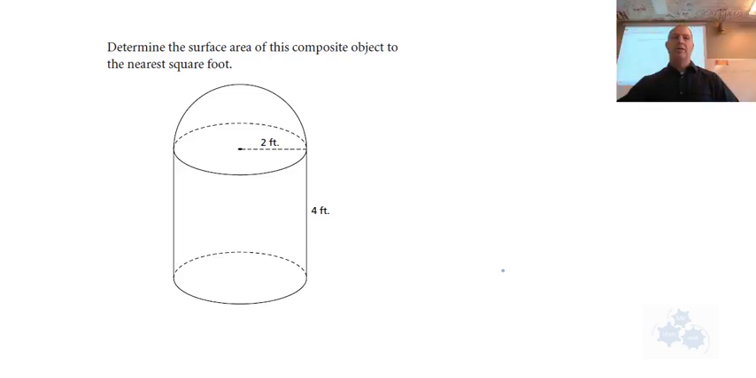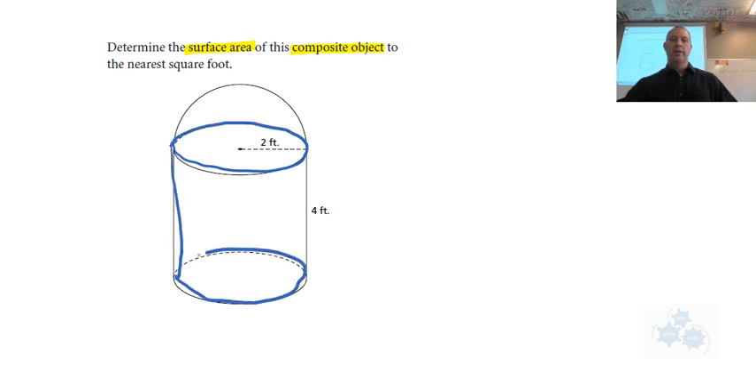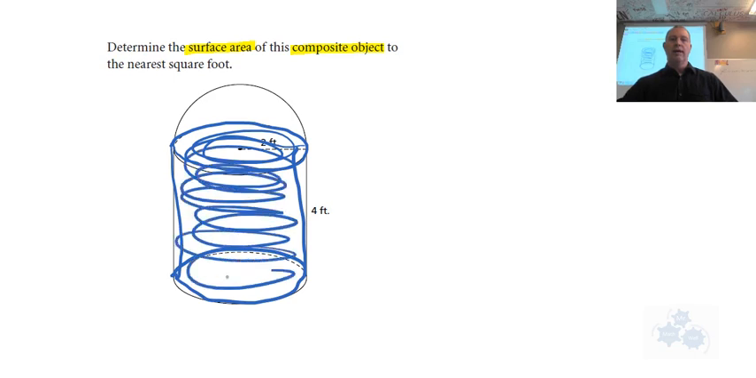All right, so this question asks us to determine the surface area of the composite object to the nearest square foot. So remember, composite object means that there's two or more distinct or separate pieces that we have to consider here. And so I think it's pretty obvious that we have a cylinder, which is this part right here, right? That's the cylinder, and we're going to find the surface area, the outside wraparound part of that.